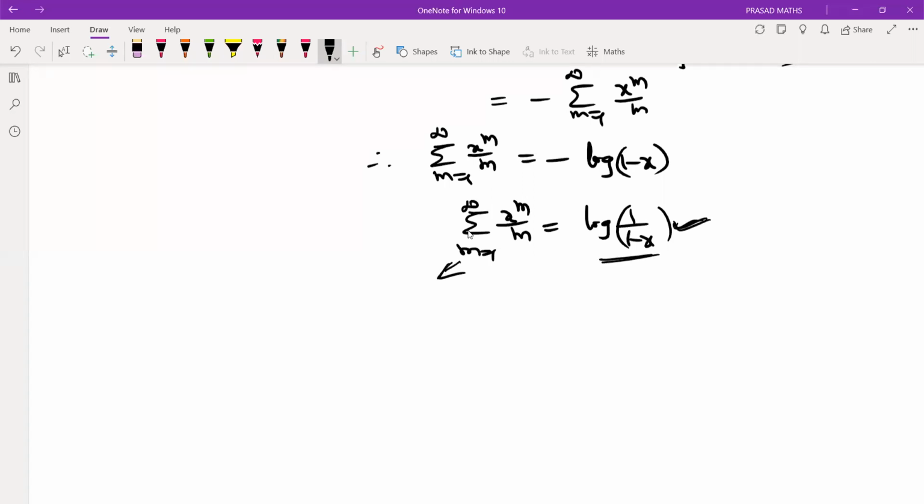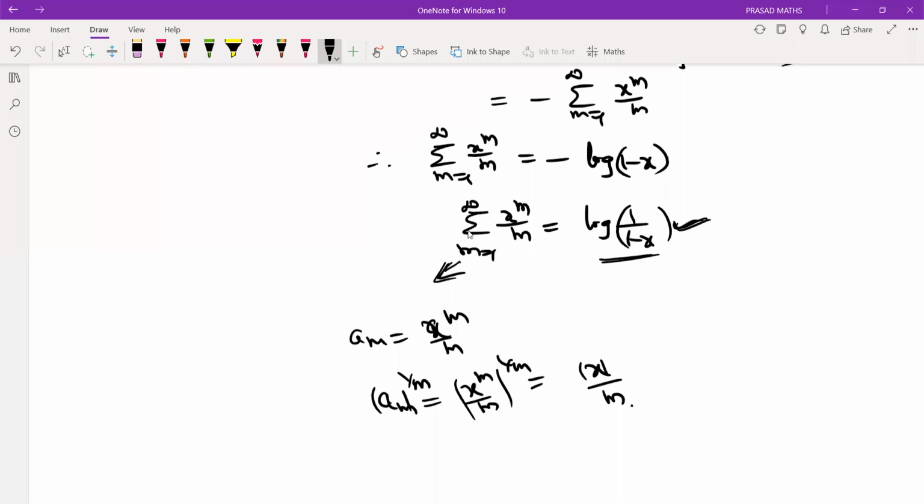ఇది కన్వర్జెంట్ అవుతుందా? mod x less than 1 ఇది కన్వర్జెంటా? సో ఏం అప్లై చేయాలి? విచ్ టెస్ట్? ఏమేంటి? x పవర్ m బై m. ఏ టెస్ట్ అప్లై చేస్తారు? మీరు mod of x power m by m whole power 1 by m తీసుకోవచ్చు, mth root test, right? mth root test అప్లై చేయండి. పవర్ m ఉంది కాబట్టి ఈజీగా వచ్చేస్తుంది మీకు ఆన్సర్, mod x by m.